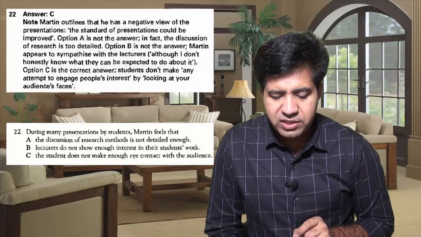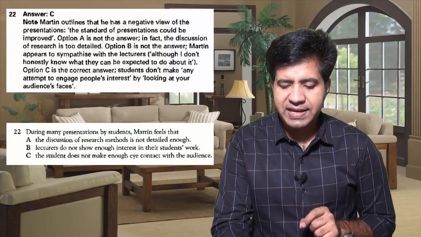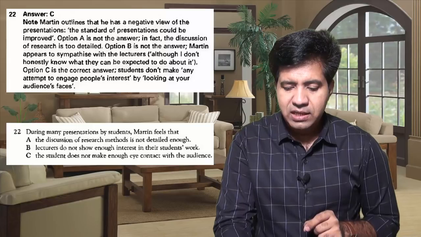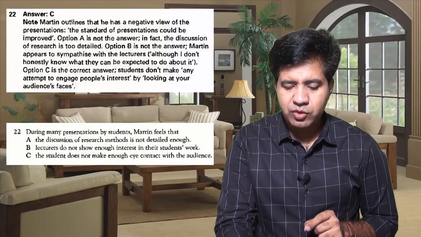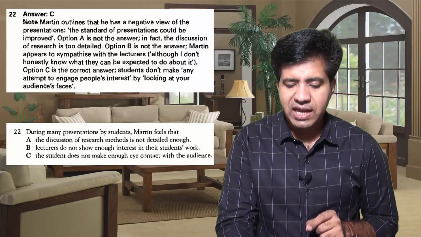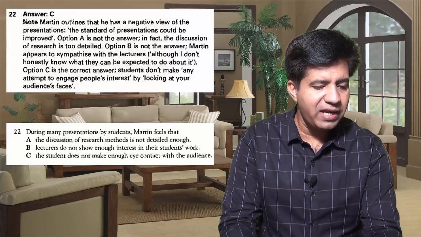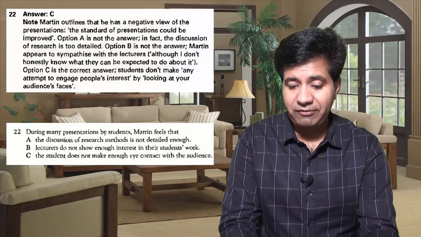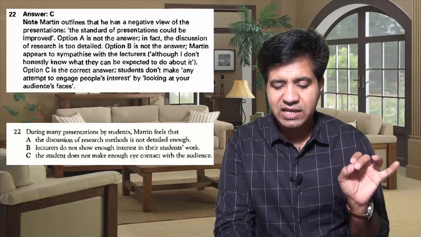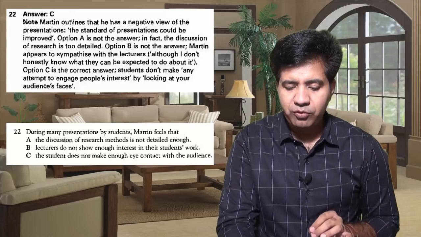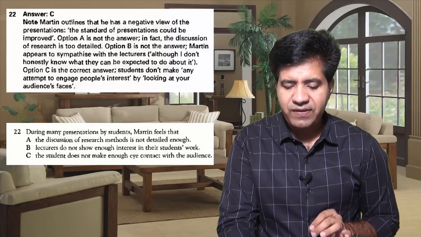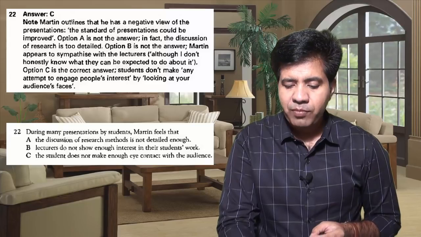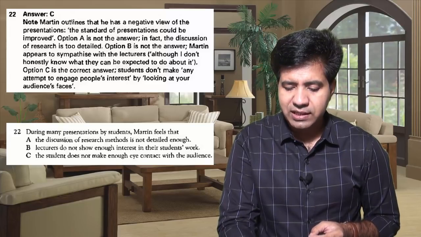Note, Martin outlines that he has a negative view of the presentation. Martin starts the talk and says, the standard of presentations could be improved. Option A is not the answer. What is that? The discussion of research methods is not detailed enough. So it's actually not that. In fact, the discussion of research is too detailed. That's what he says. Option B is not the answer.